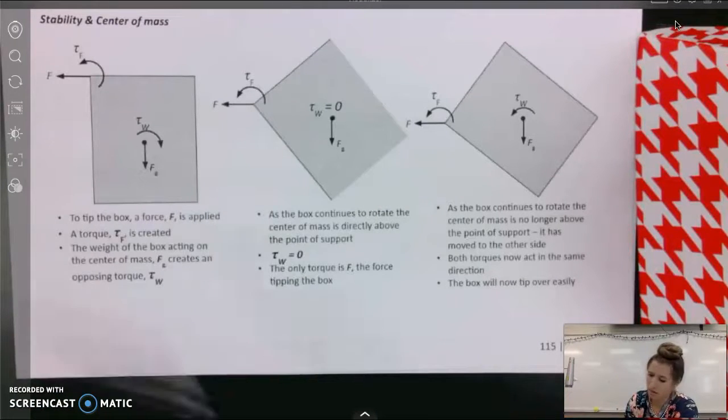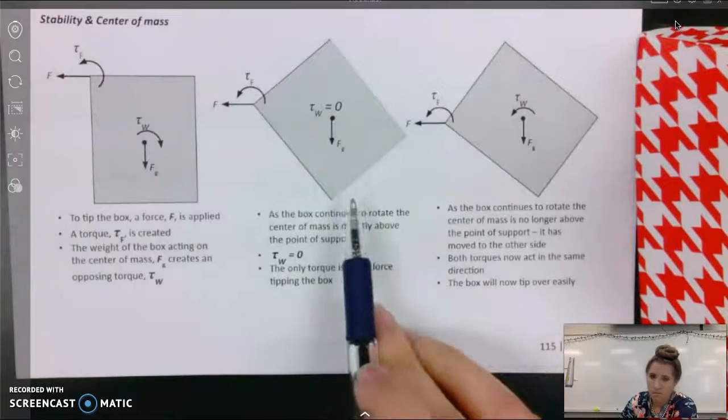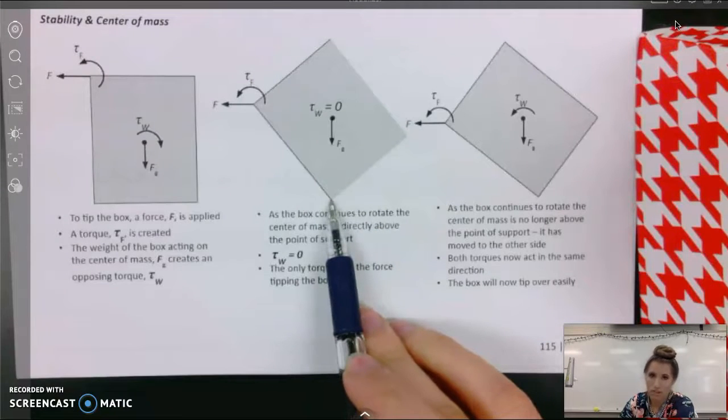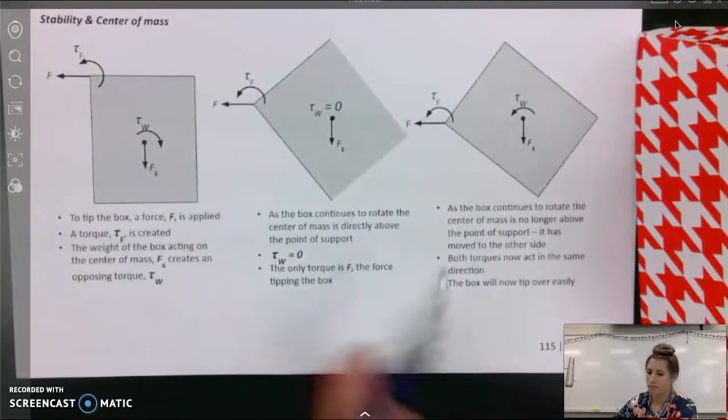The main idea, maybe write this at the bottom: the main idea is when the center of mass moves beyond the base of the object, that's when the object's going to fall over.